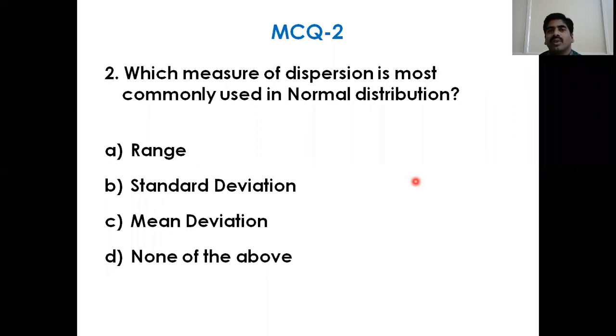Next, question 2. Which measure of dispersion is most commonly used in normal distribution? Option A, range. B, standard deviation. C, mean deviation. D, none of the above.